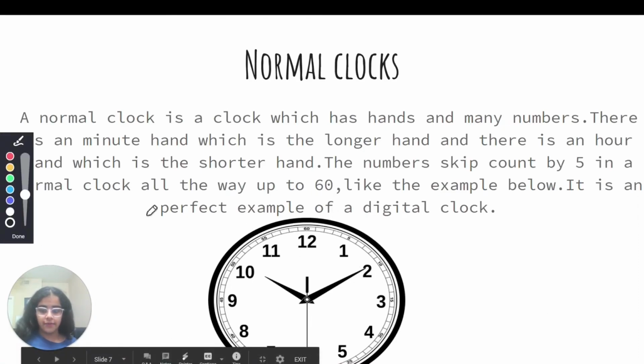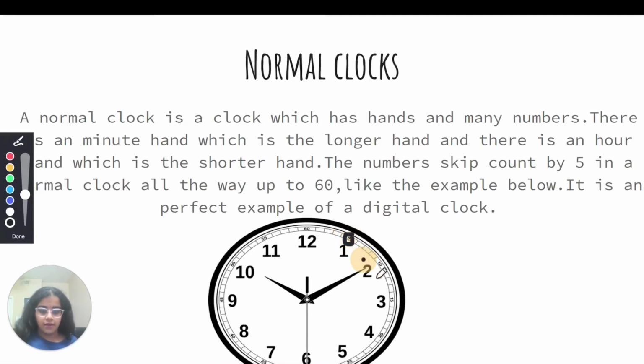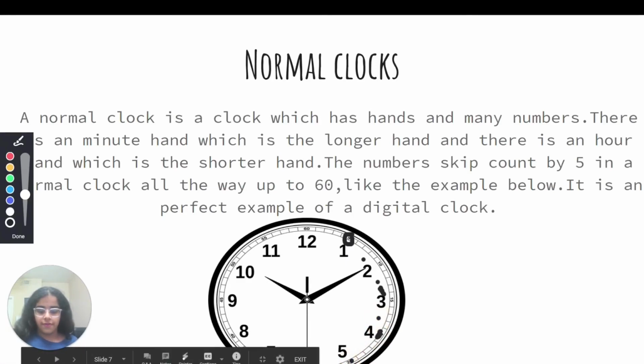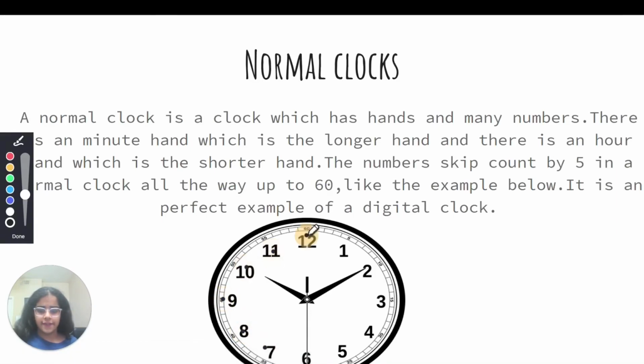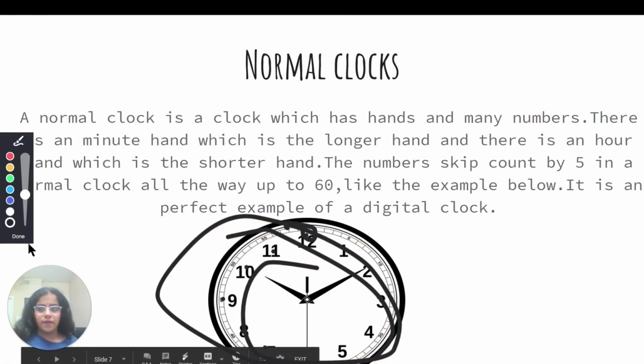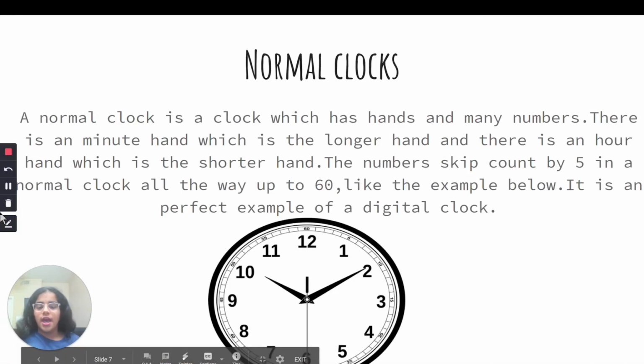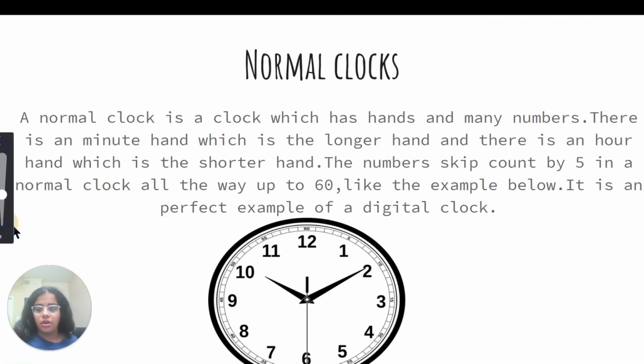So if you can see right here, they are given by 5. It goes by 5, so it goes 5, 10, 15, 20, 25, 30, 35, 40, 45, 50, 55, 60. And 60 is also known as o'clock, which can look like this.